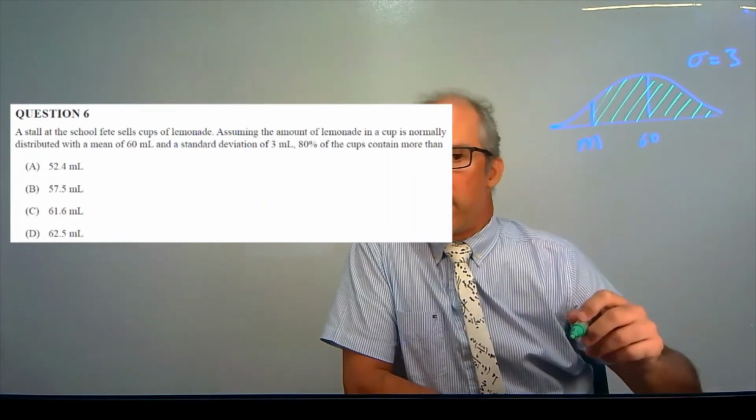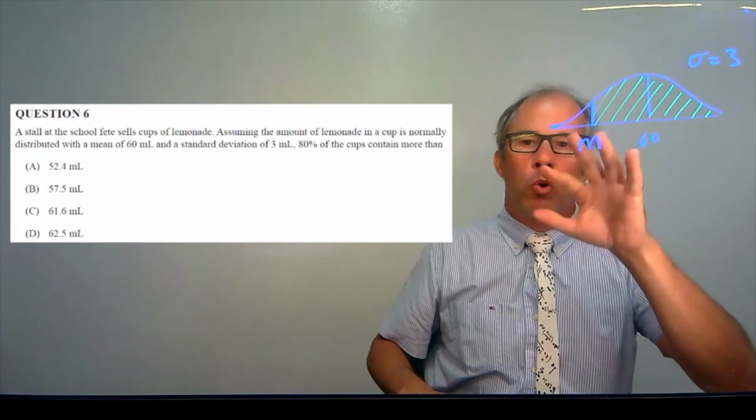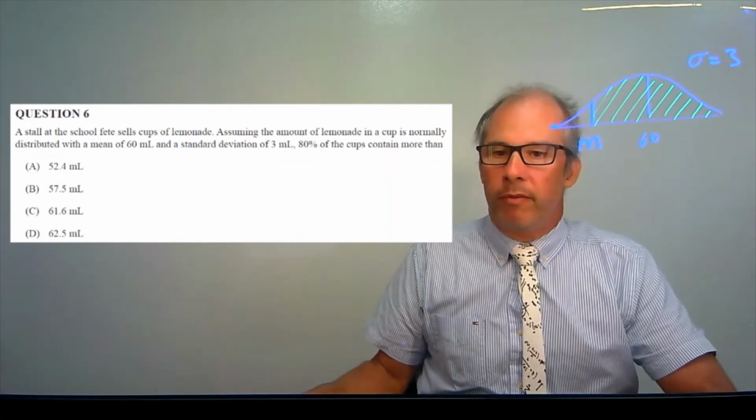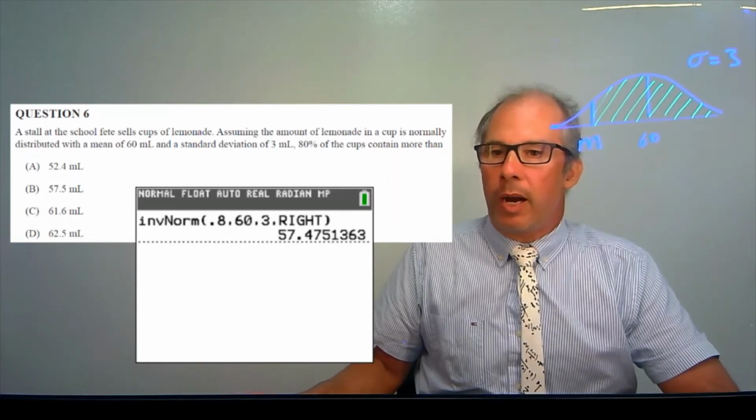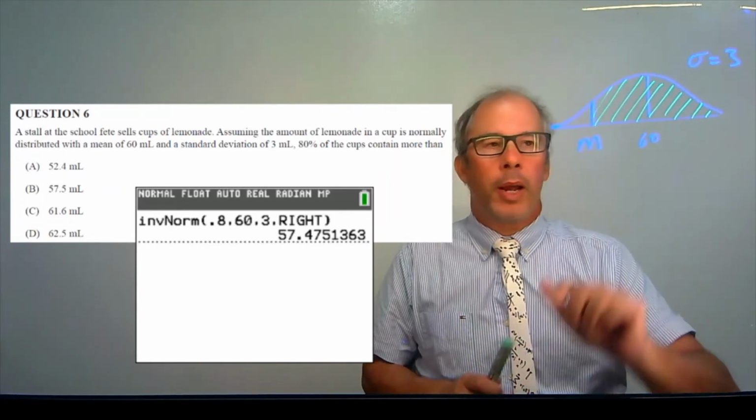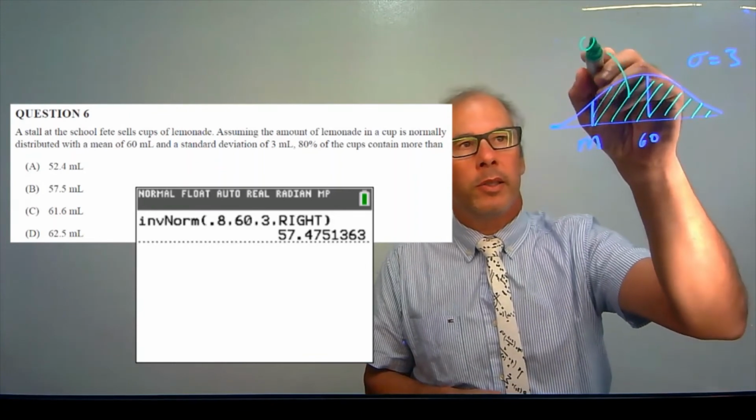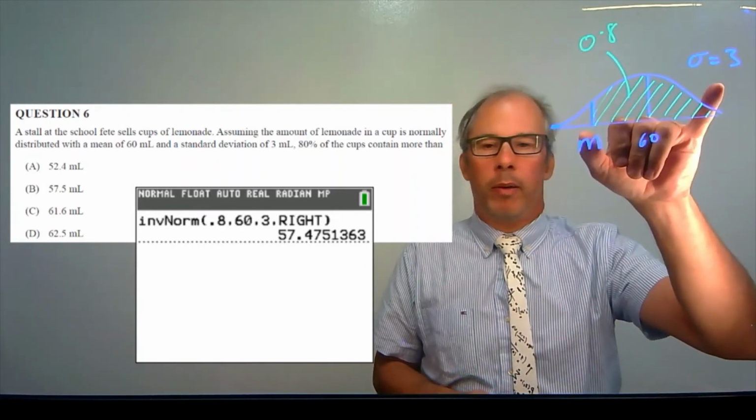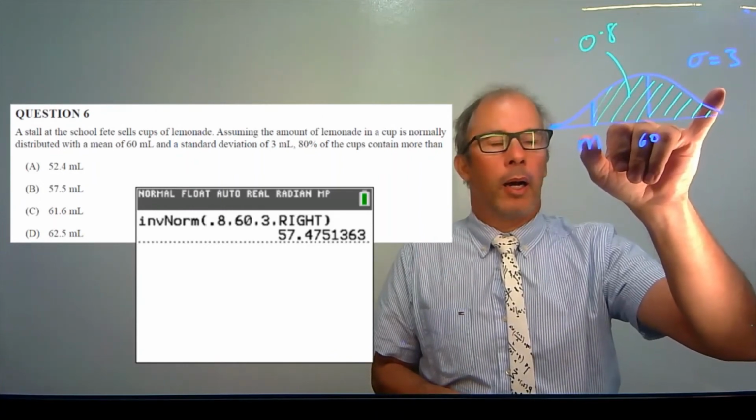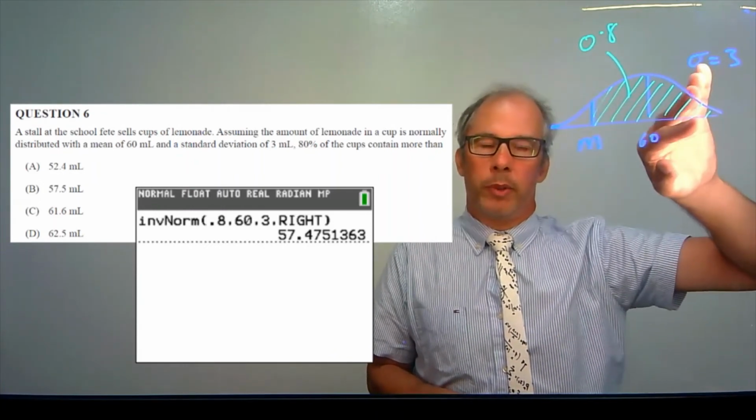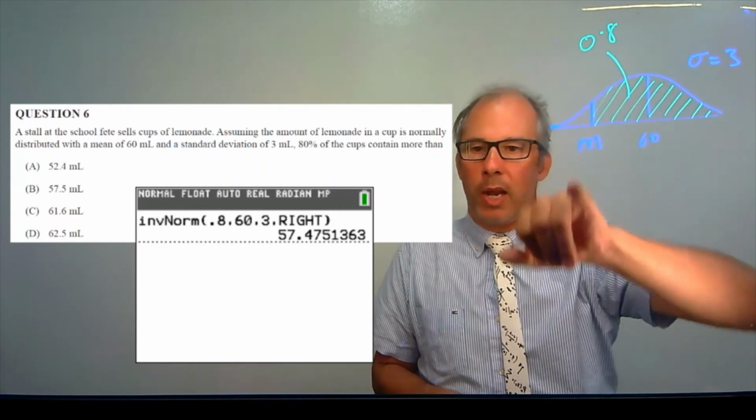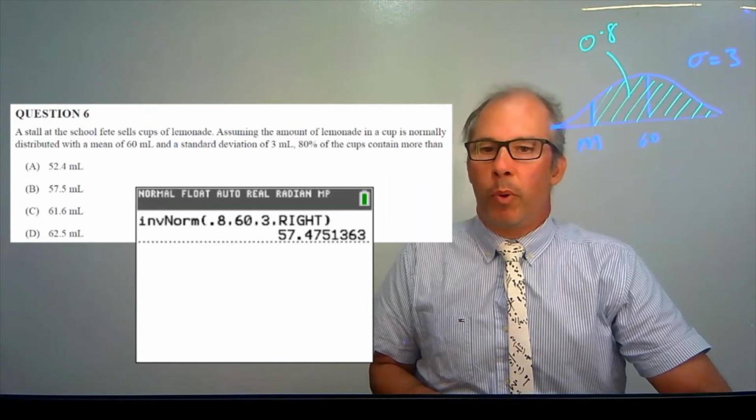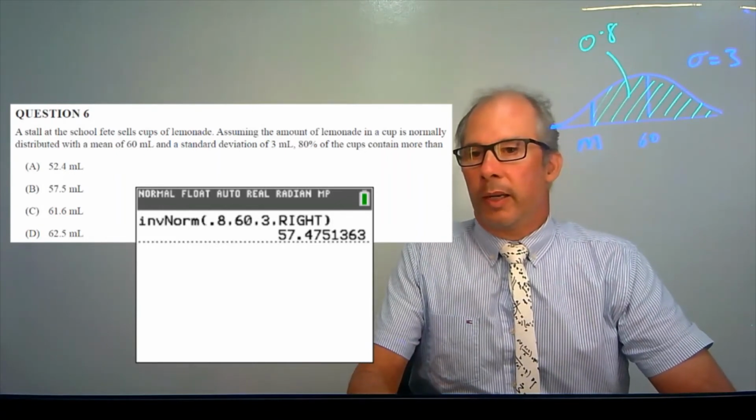I'm going to use my inverse norm function of my calculator to help me solve that one. 0.8 is my area there, 60 my mean, 3 being my standard deviation, and I'm looking at the area to the right of the value I want. In this case here, it turns out to be 57.5. So the answer for question 6 is B.